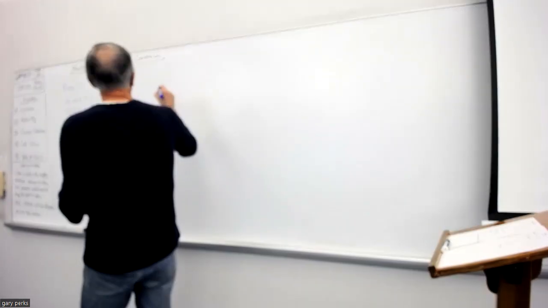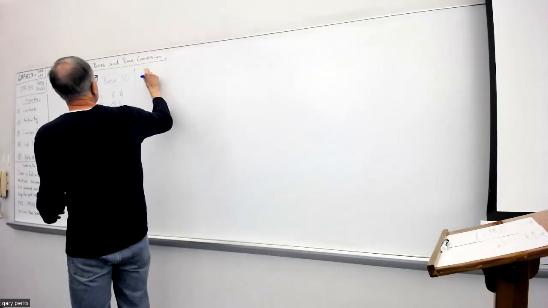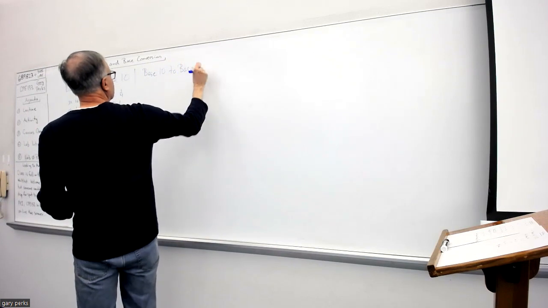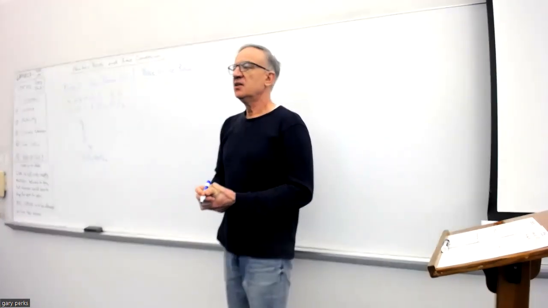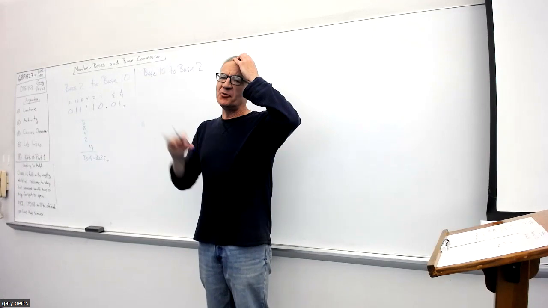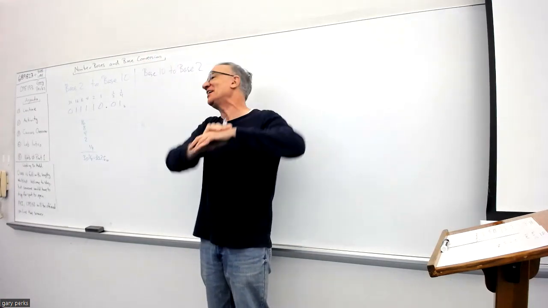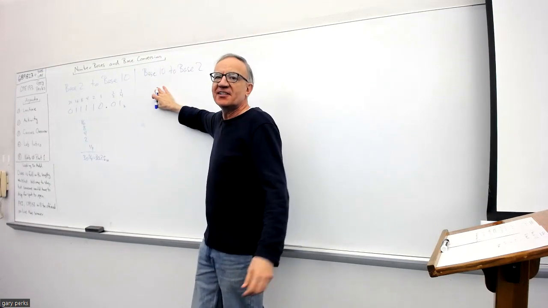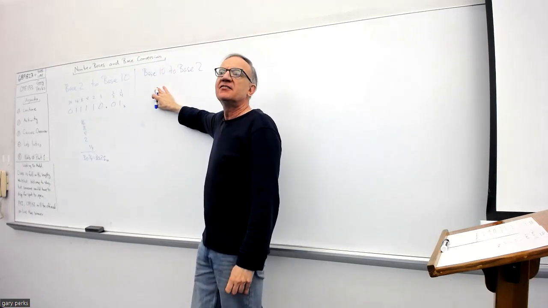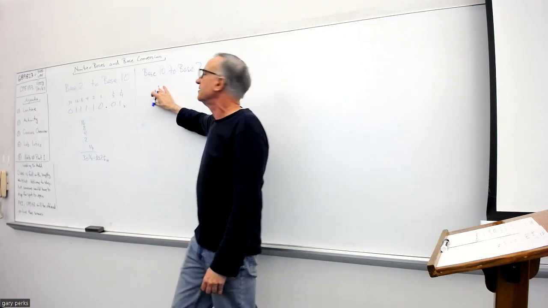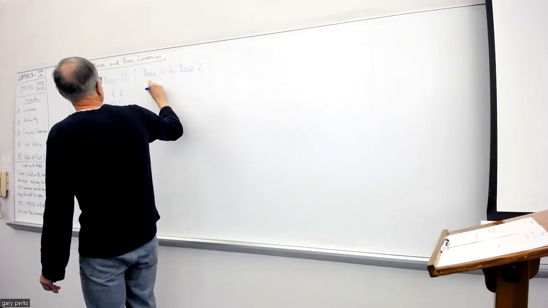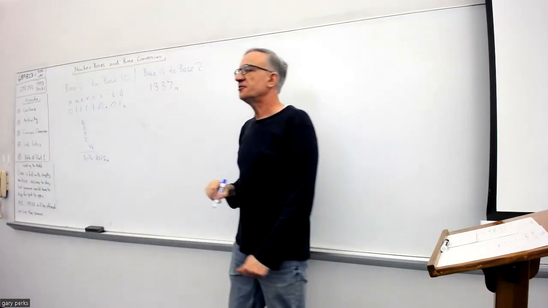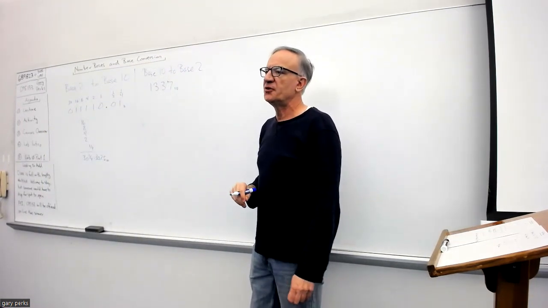Let's do base 10 to base 2. Okay, go the other way. So give me a base 10 number. Don't be too crazy. Don't give me like a billion or something like that. Give me maybe something in the thousands, let's say. What do you want? 1337. Okay, so 1,337 base 10. We want to put that into base 2.